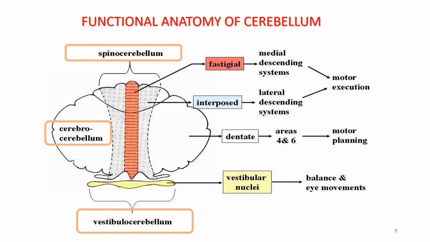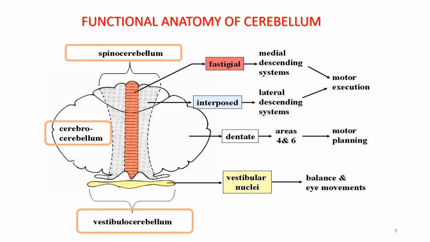The slide showing the functional anatomy of the cerebellum. Here the flocculonodular lobe forms the vestibulocerebellum. Nuclei related to it are the vestibular nuclei, responsible for balance and movement. The vermis and paravermal area give rise to the spinocerebellum. Nuclei related are fastigial nuclei and globose nuclei. The globose nuclei and emboliform nuclei are the interposed nuclei. They are related to motor execution.